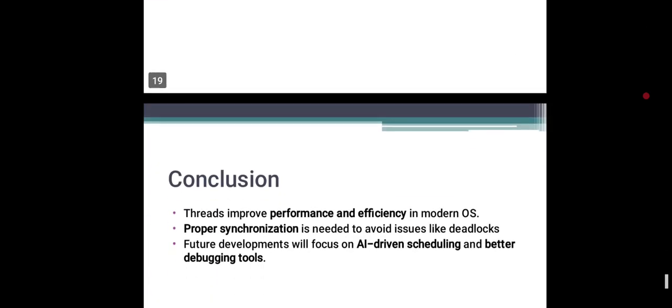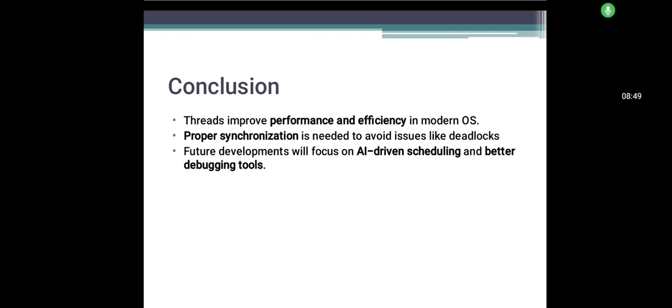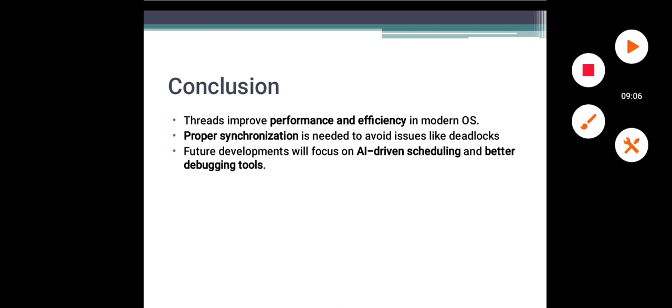And next, we see the conclusions of threads. Threads improve the performance, speed and efficiency of programs. Proper synchronization is needed to avoid issues. Future trends will make threading smarter and more efficient. These are the conclusions of threads.